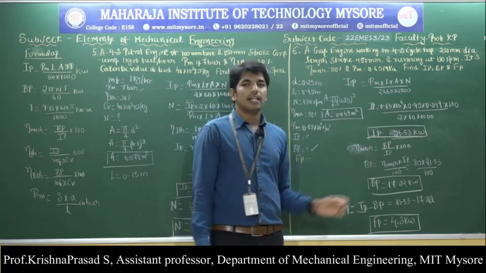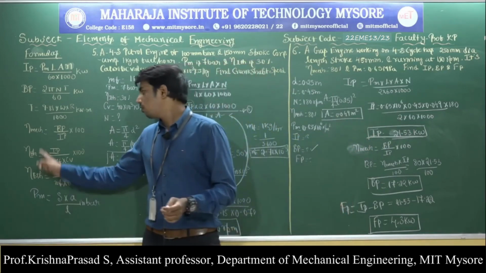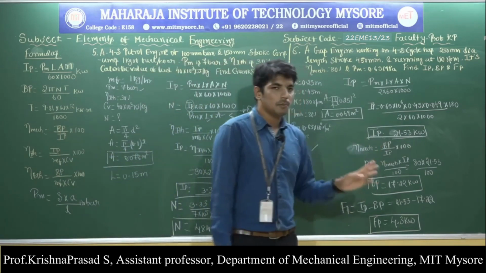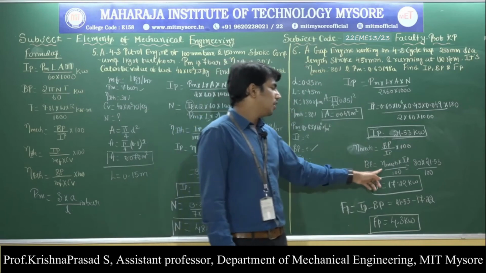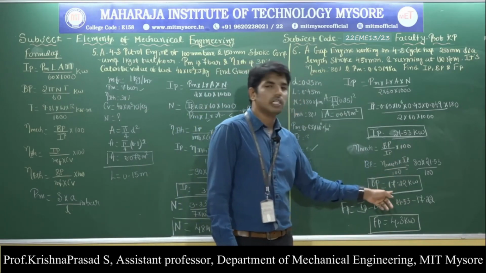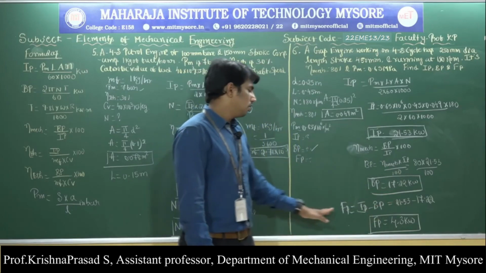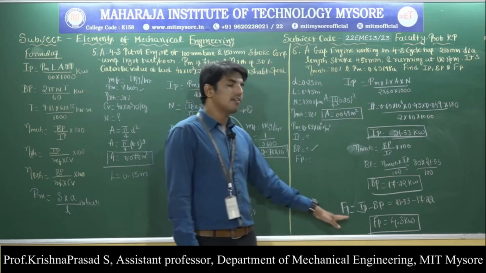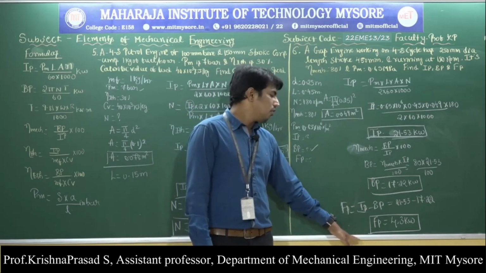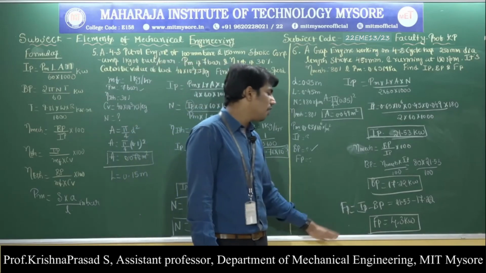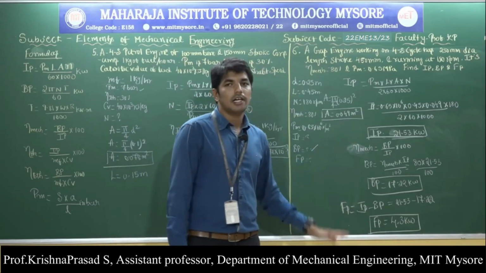Similarly, for the calculation of BP, we need to use the formula for mechanical efficiency, that is BP by IP into 100. For the BP, substitute the values, mechanical efficiency into IP by 100, and we got 17.22 kilowatts. Then the frictional power is nothing but the difference between indicated power and the brake power, and we got 4.3 kilowatts. So this is regarding the calculation of IP, BP and FP.